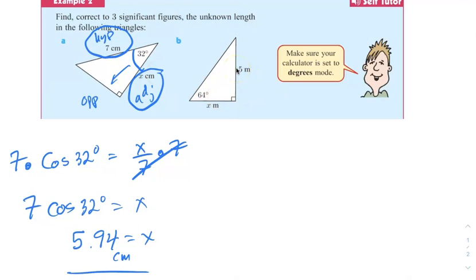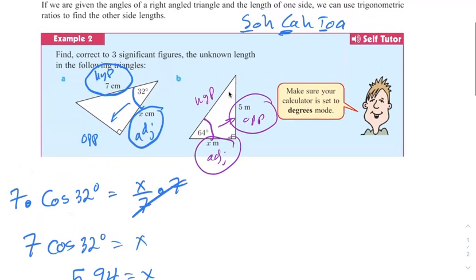Let's do the next one, same idea. So in this one, here's my angle, that makes this opposite. This is my hypotenuse, and this is my adjacent. We have adjacent and opposite, so that's TOA, O and A. So tan of my angle equals opposite over adjacent, so 5 over x. I just gotta solve this.